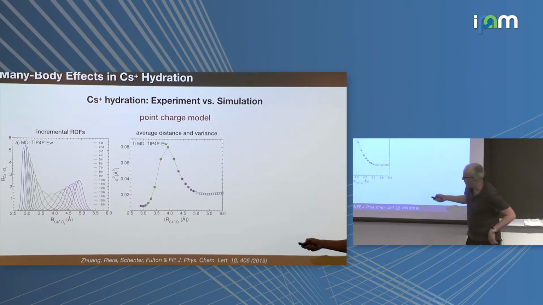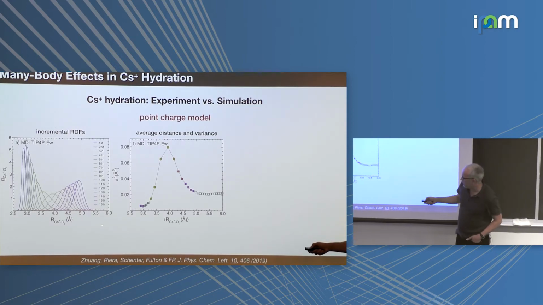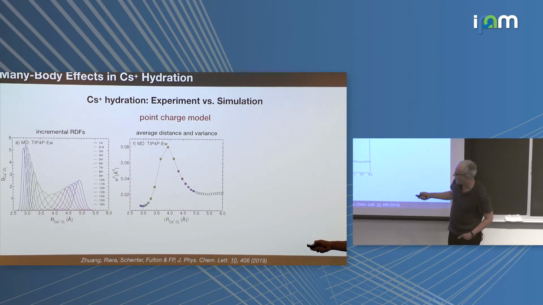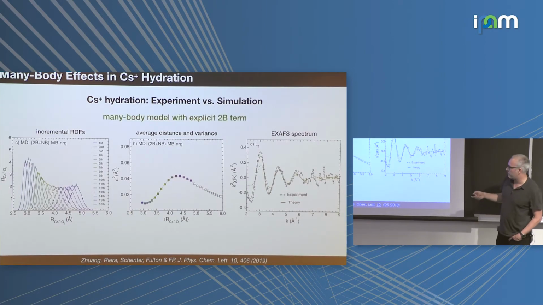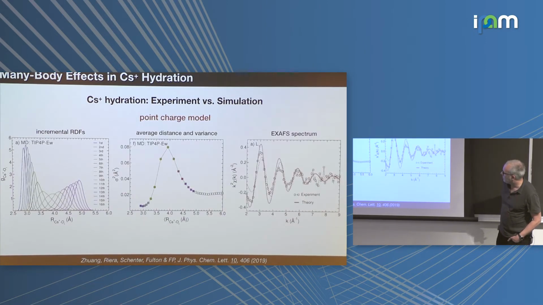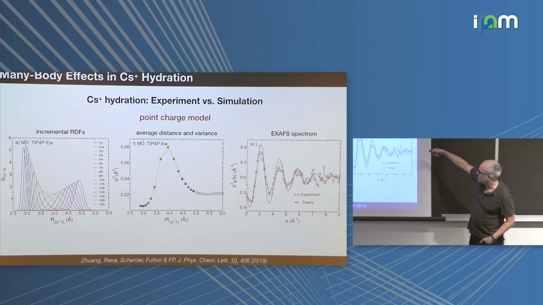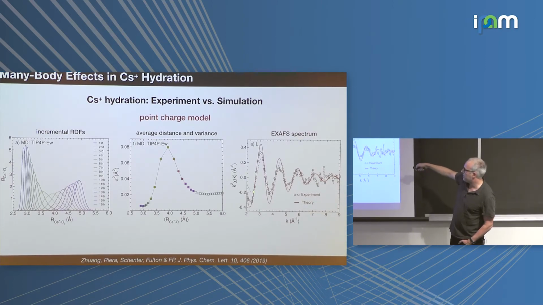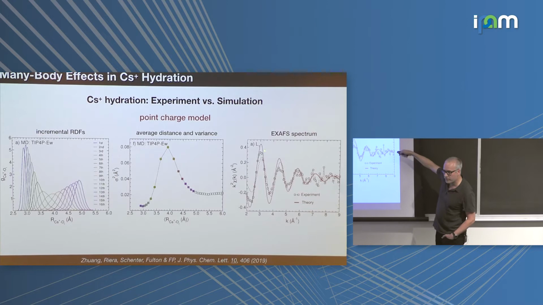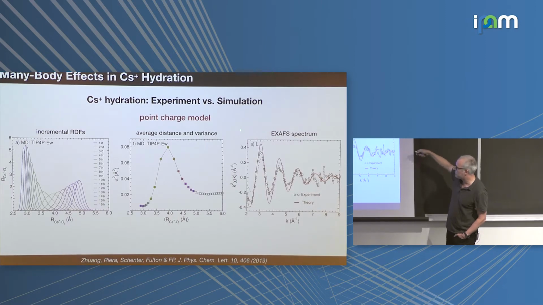Then what I can do is look at the position of the maximum and the width of this distribution, and I plot here these two things, the position of the maximum and the width. And then I can calculate the XAFS spectrum. And you need to focus on the solid red line. You can see in open symbols are the experiments by John Fulton, and these are the calculations using the point charge model. There are oscillations, but the amplitude is overemphasized, and the position is also not very good.